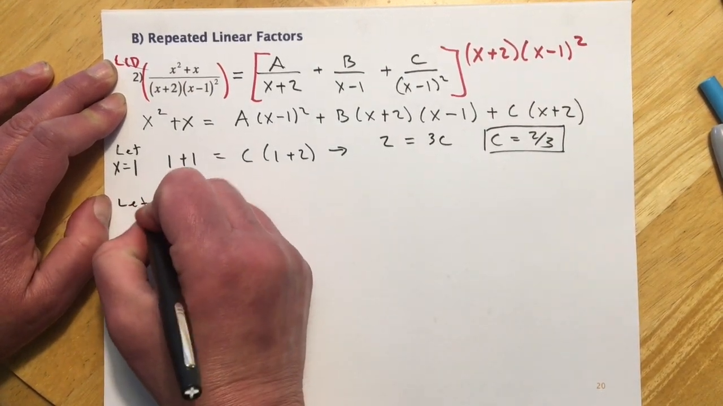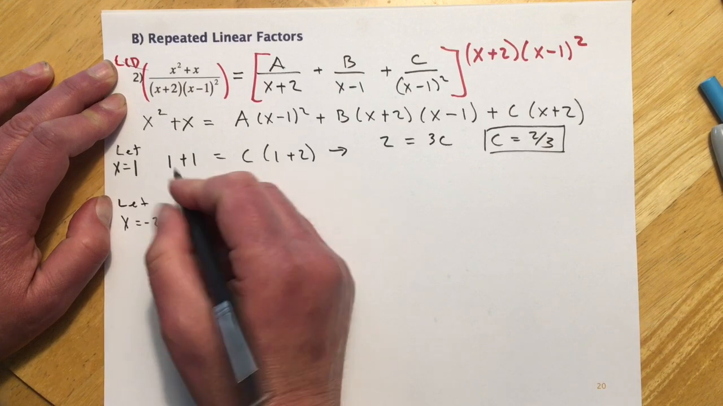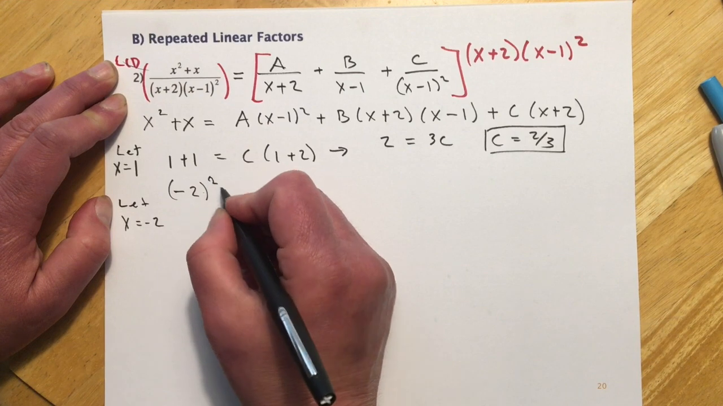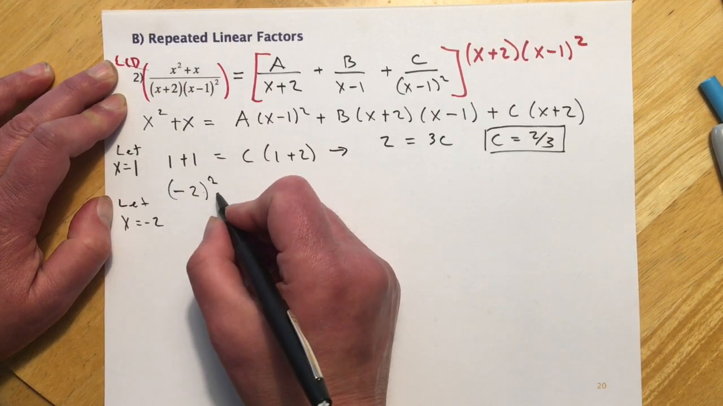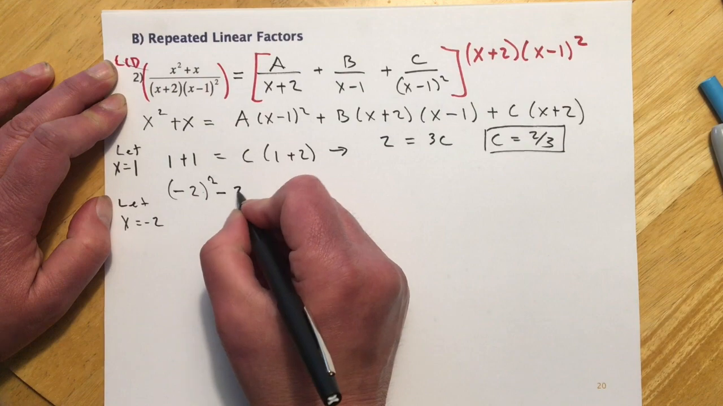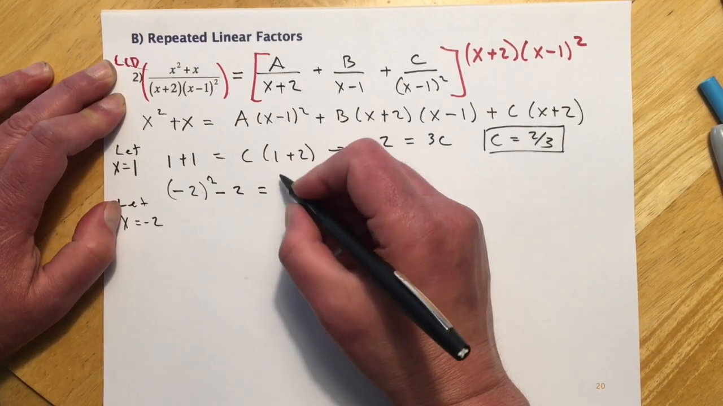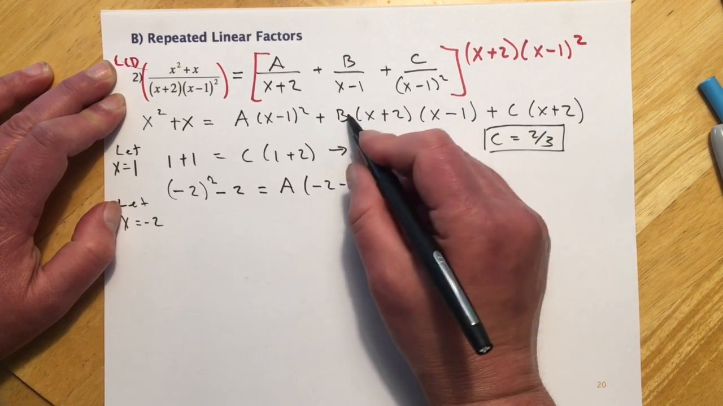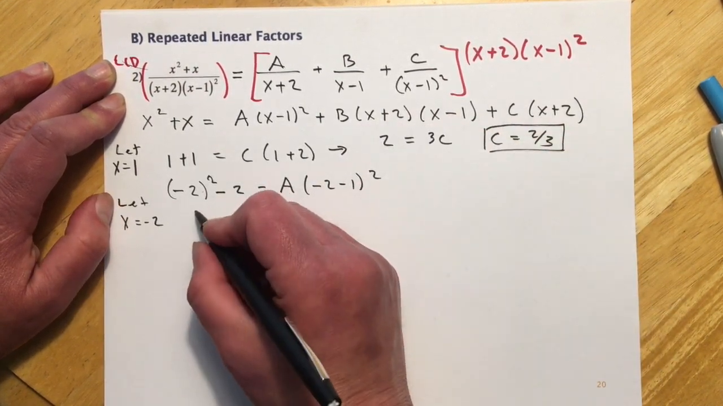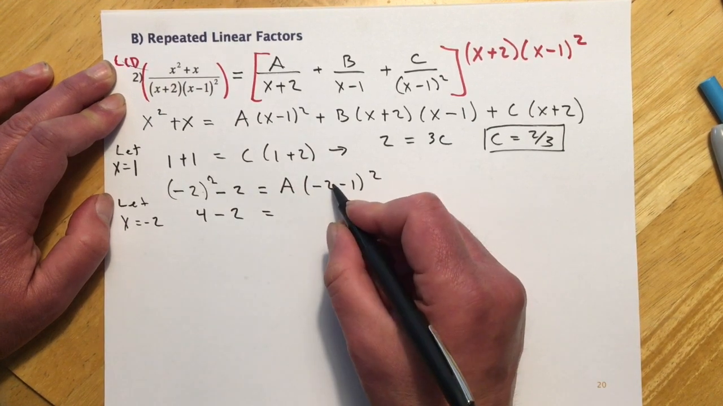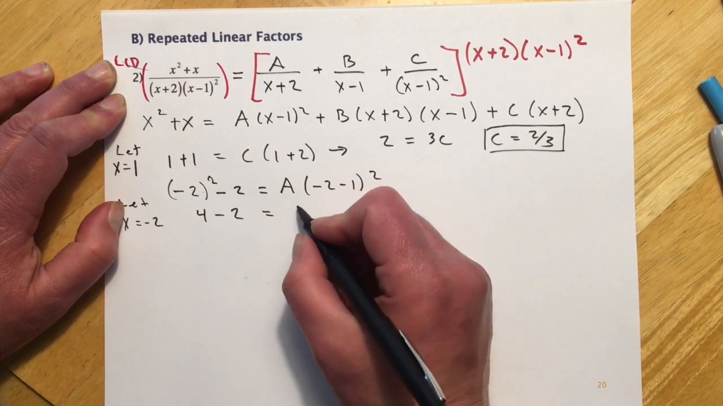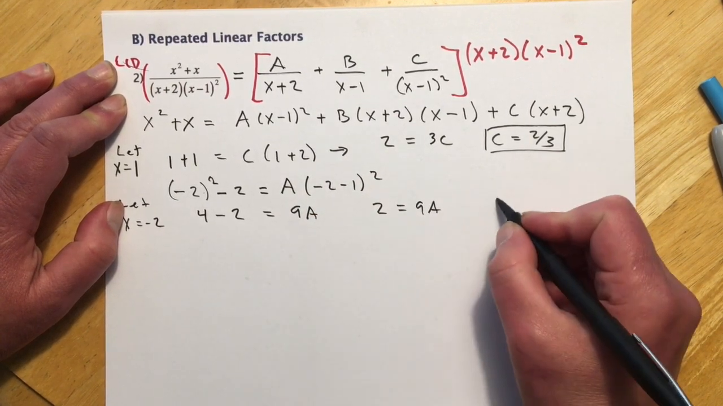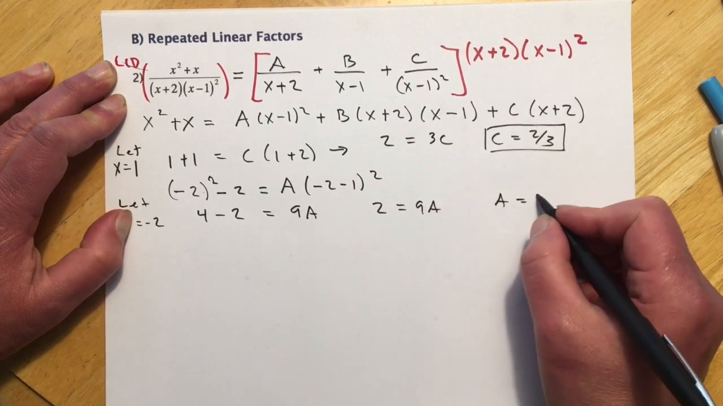And then I'm going to let x equal -2, so that will be -2 squared, and then plus or minus -2, so I'll just write -2. And then a stays, so a times -2 minus 1 squared. -2 would knock out b and c. So this is going to be 4 minus 2 equals 3 squared would be 9a. Or 2 equals 9a, or a equals 2/9.